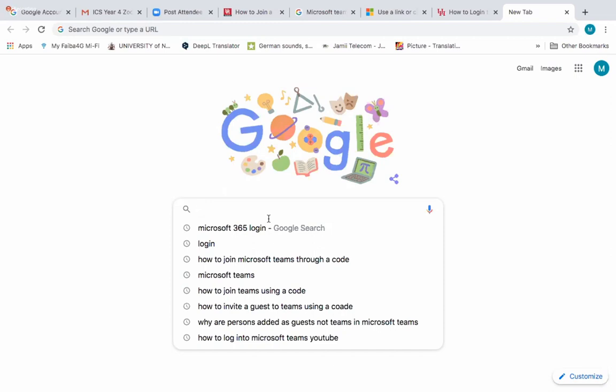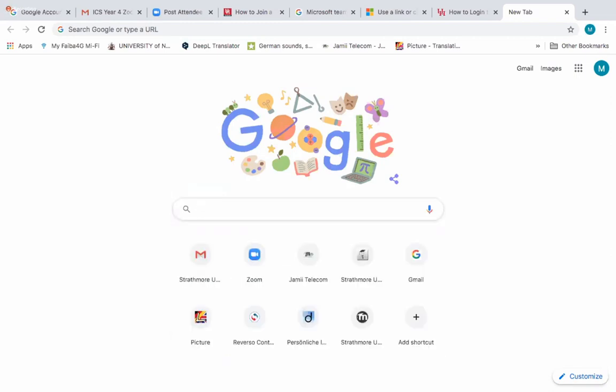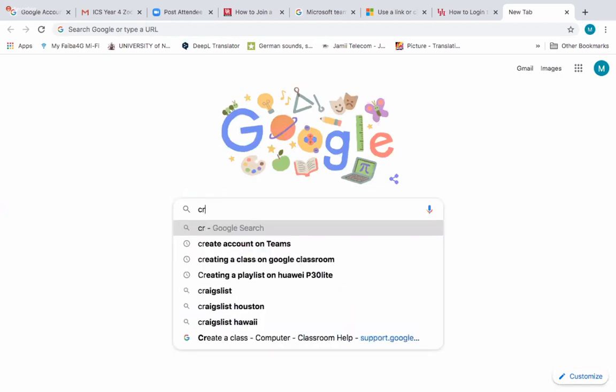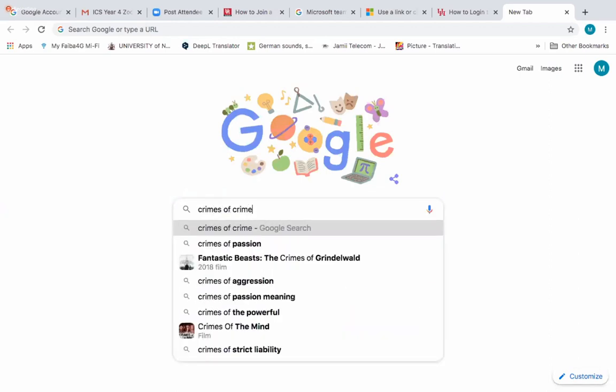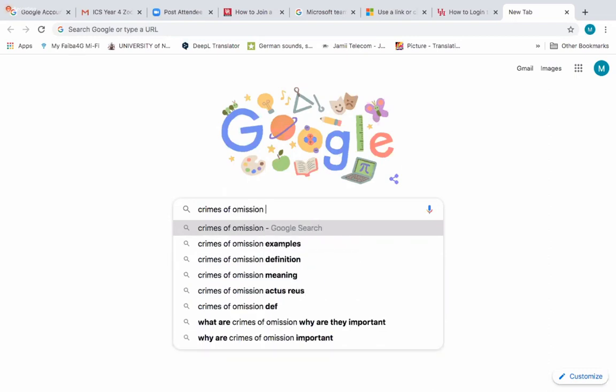I agree. So the next thing I need is crimes of omission examples. They're not many, so that's why I'm googling them. Crimes of omission. I agree with the tax evasion.